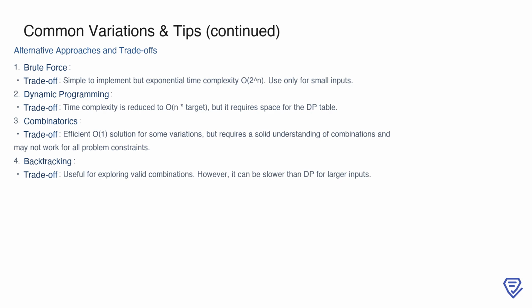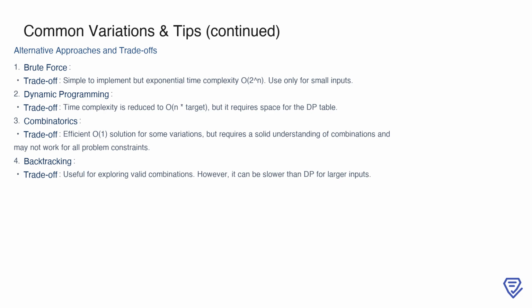Starting with brute force, it's the simplest to implement but has exponential time complexity, 2 to the power of n, making it suitable only for small inputs. Dynamic programming is more efficient, reducing the time complexity to n times target, but it does require extra space for the DP table. Combinatorics, on the other hand, can offer an even more efficient solution for certain variations if you have a solid understanding of how combinations work. However, it may not fit all problem constraints, especially when the problem is more nuanced.